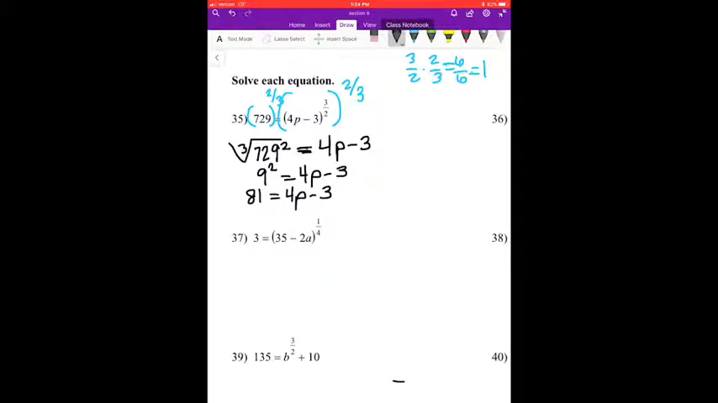I have no radicals, I have no exponents. Now I can just solve this like a regular old 2-step equation. So I'll add 3 to both sides. I have 84 equals 4p. Divide by 4. And I get p equals 21.